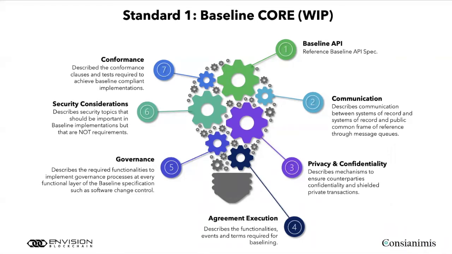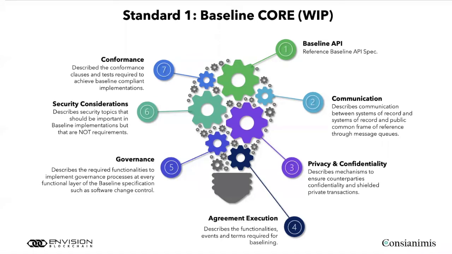Our third item, the privacy and confidentiality component, focuses on the requirements to deliver on commercial confidentiality and transaction privacy. The fourth is our agreement execution component, and this is really where we will have to abstract the functionalities provided by smart contracts. So here we are really talking about business logic execution, workflow verification requirements, and all those things. The governance component is more about the definition of the governance rules and the processes for each of the layers of the baseline protocol.